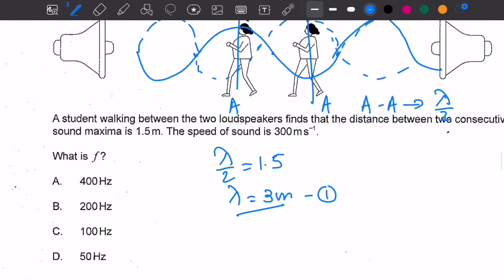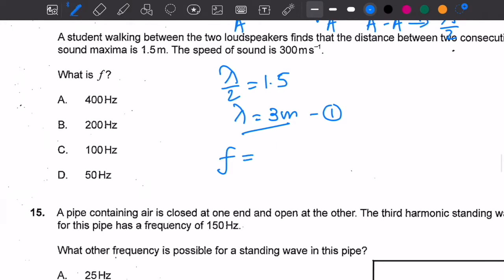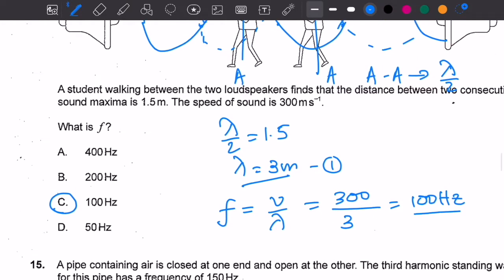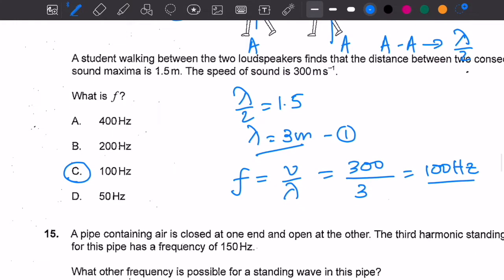That's the first understanding. The second one, they ask the frequency. Frequency is v over lambda. v is 300 meters per second. Wavelength is 3 meters. So this should be 100 hertz. The answer for question number 14 should be C.